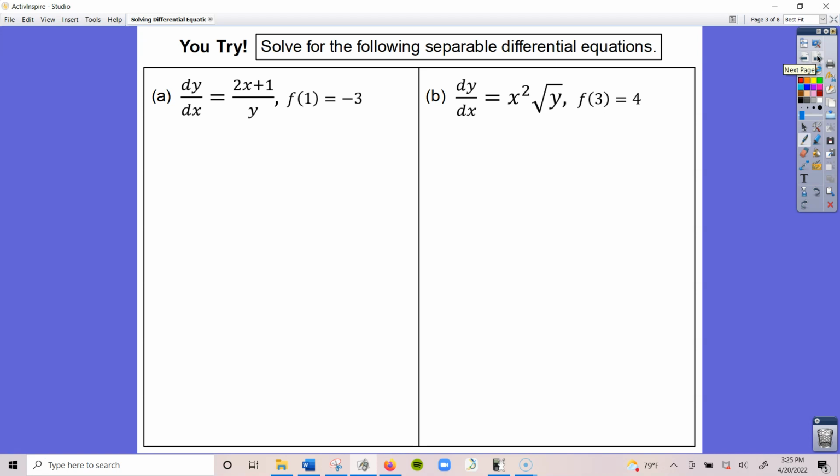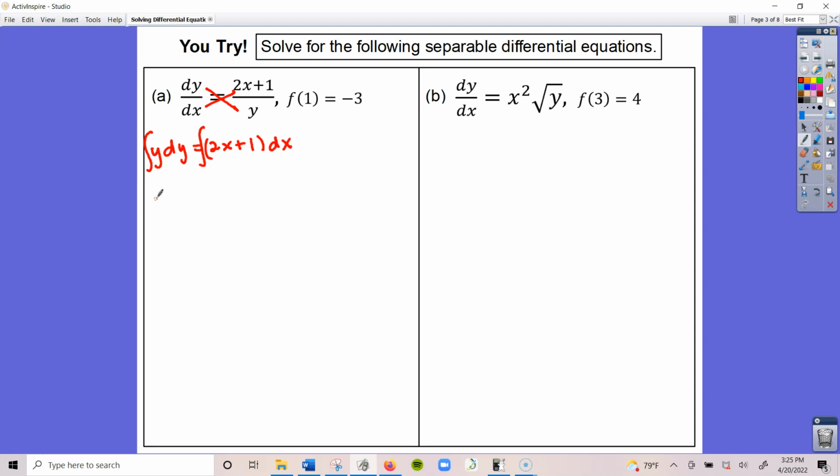Let's look at these now. Here I notice once again that my dy and my y are directly across, and my dx and the x's are also diagonally across. So I'm going to cross multiply. So we got on the left, y dy is equal to (2x plus 1) dx. And now we're going to integrate both sides.